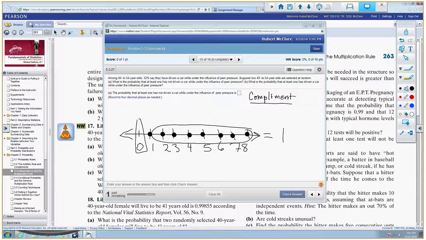There's your other number, 2. Suppose 2 numbers are selected at random. So you could actually put 49 to 54 years old, well, I'm just thinking out loud. 2 people are going to be picked. It says, what is the probability that at least one has not driven a car under the influence of peer pressure? And then B, what is the probability that at least one has driven a car drunk under peer pressure? So take a minute and work on that.